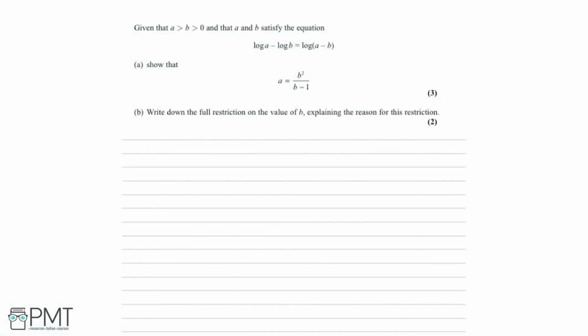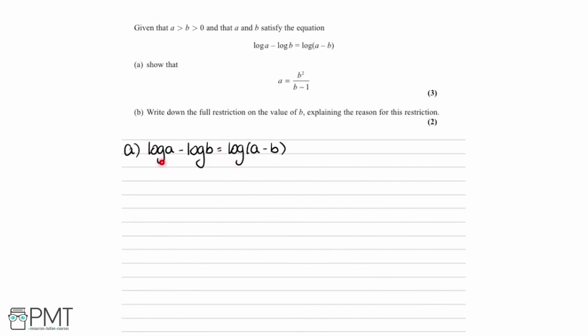Given that a is bigger than b and b is bigger than 0, and a and b satisfy the equation log a minus log b equals log of a minus b. Part A says we need to show that a equals b squared over b minus 1, and that's for 3 marks. So looking at this equation, we need to think about if there's anything we can do.